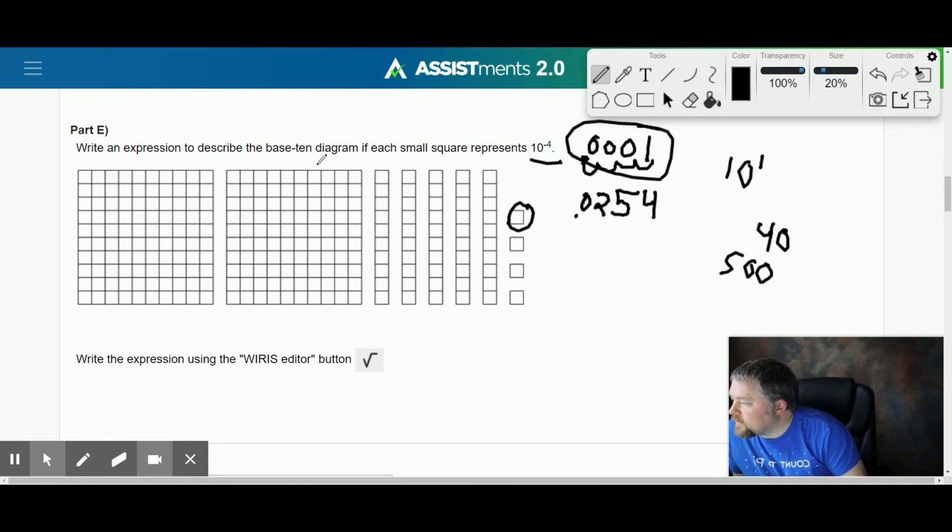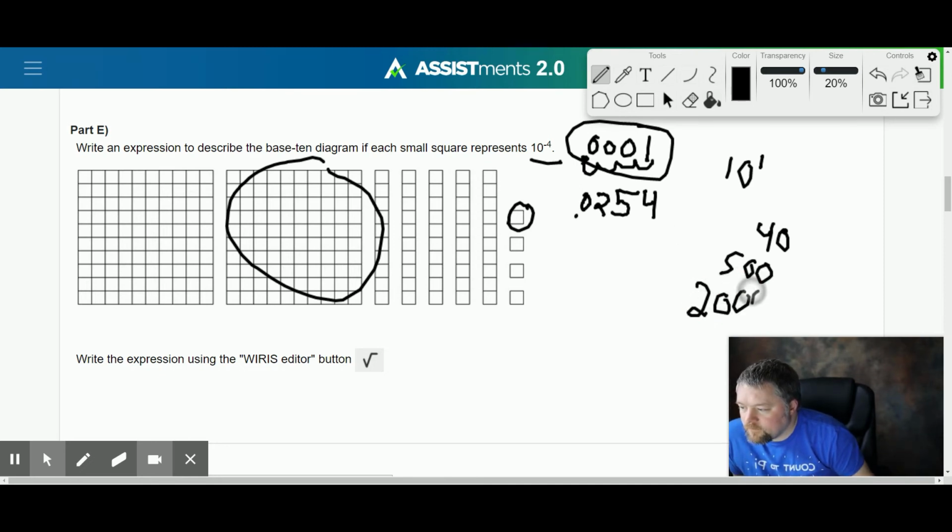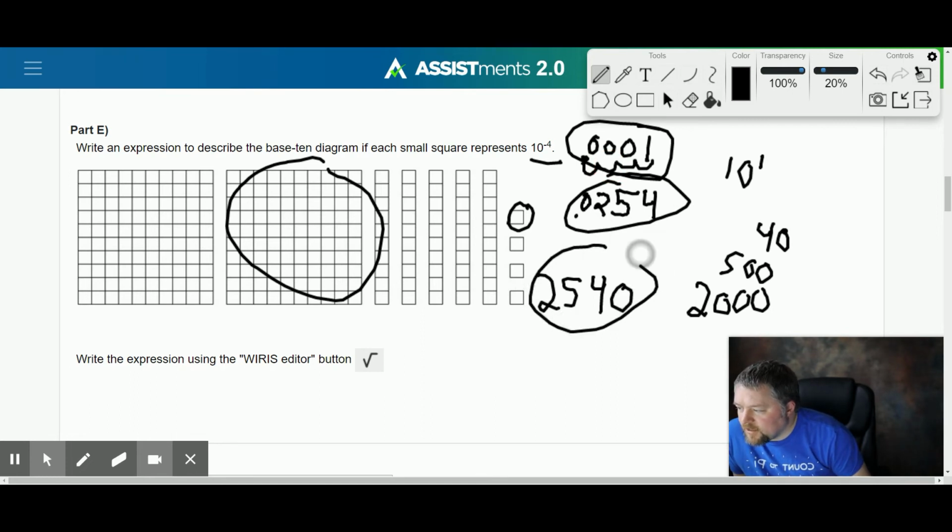And then these big ones would be 1000s. There's how many of them? There's 2. Put all those together, and that is 2,540. How does that differ from our original number? Just the location of the decimal point.